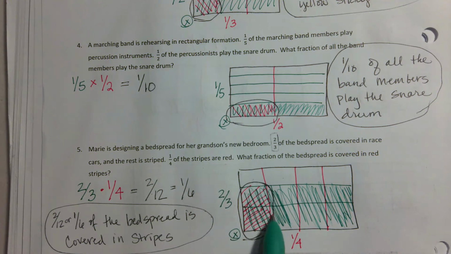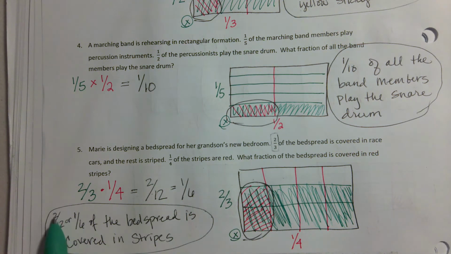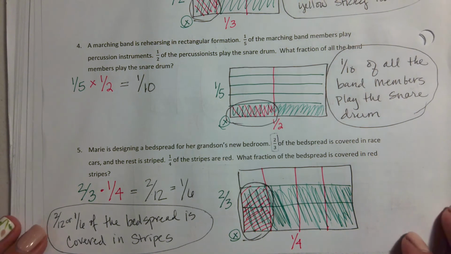Remember, I had to grab 2 of the thirds. Okay, so 2/12 or 1/6 of the bedspread is covered in stripes. And I reduced that down just because I'm in the habit of doing that. You should always reduce your fractions whenever you have them.